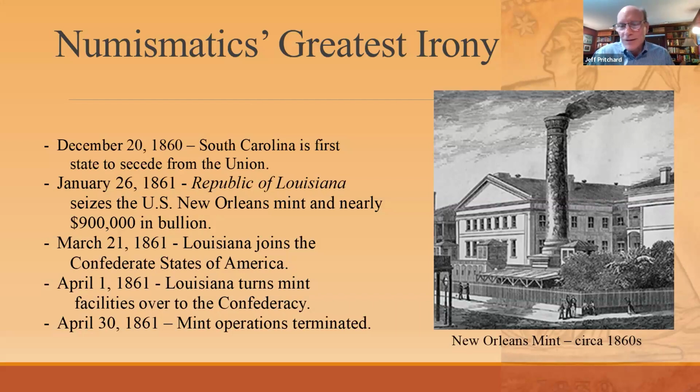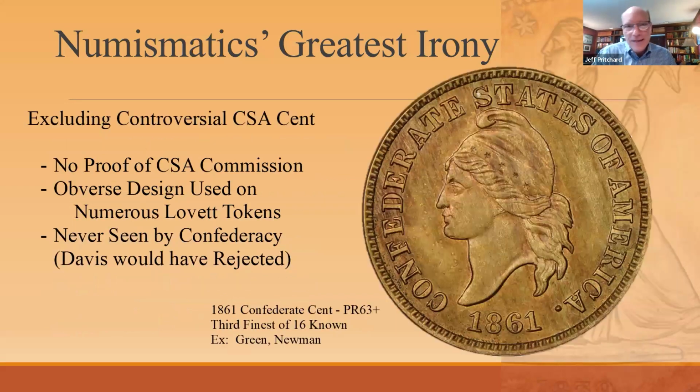And I'm going to start this discussion on irony, which is a little counterintuitive, by talking about a coin that I'm purposely excluding from this conversation. And that's the so-called Confederate cent. Now I'm excluding it despite the fact this coin has a colorful, very intriguing history, despite the fact that serious collectors will pay six-figure amounts to own one of the 16 known specimens.